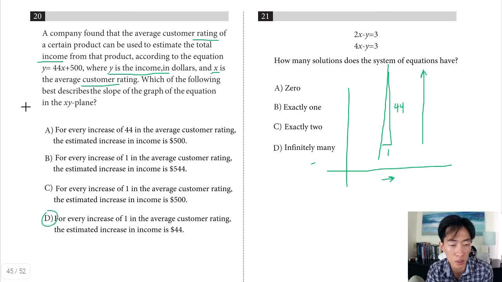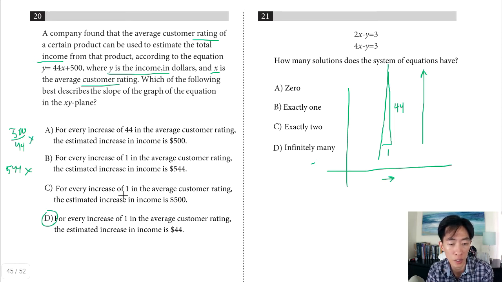So let's go through the other ones and see what they're saying. Choice A, for every increase of 44 in the average customer rating, the estimated increase in income is 500. So that would mean that your slope is going to be 500 over 44, but that's clearly not what's going on here. B, for every increase of 1 in the average customer rating, the estimated increase in income is 544. So that would mean that your slope is 544 over 1, and x would go here also in terms of the equation.